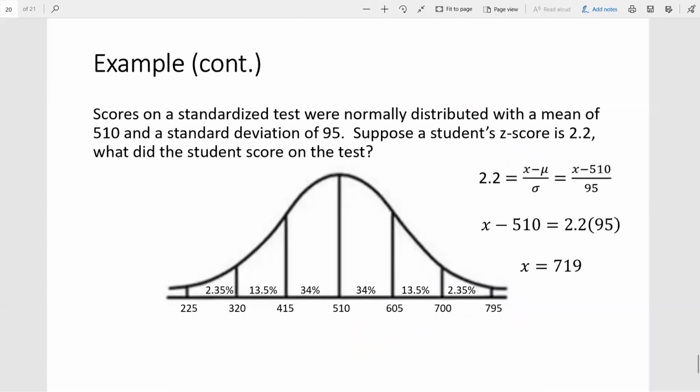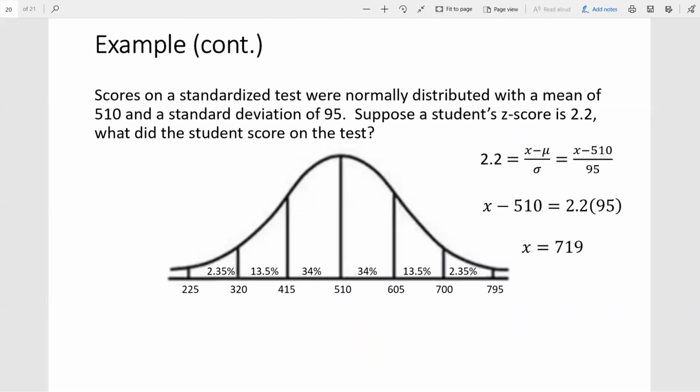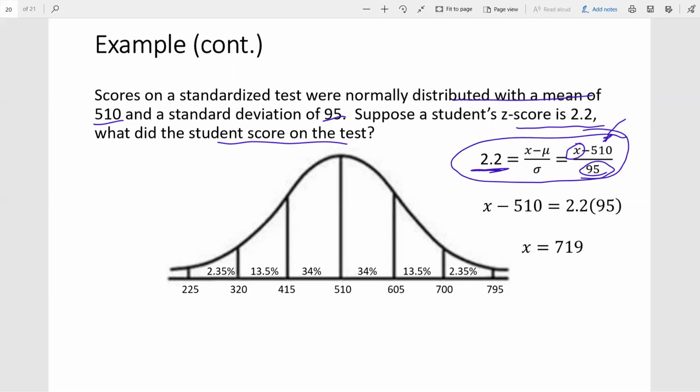Another example. Scores on a standardized test were normally distributed with a mean of 510, standard deviation of 95. Suppose a student's z-score is 2.2. This means he's 2.2 standard deviations above the mean. So let's figure out what his score was. Well, if the z-score is 2.2, that's equal to his actual score minus the mean, which is 510, divided by the standard deviation, which is 95. So we have to solve this equation for x.